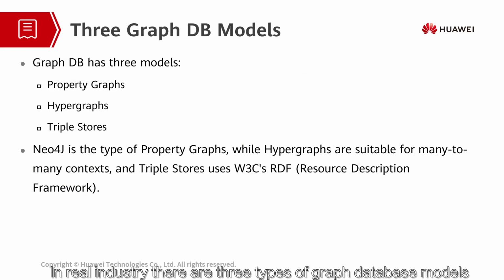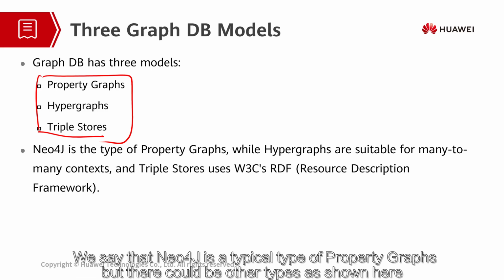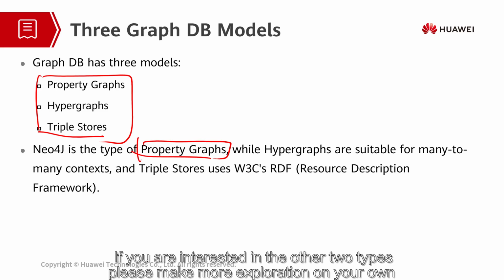In real industry, there are three types of graph databases models. They are property graphs, hypergraphs, and triple stores. We say that Neo4J is a typical type of property graphs, but there could be other types as shown here. If you are interested in the other two types, please make more exploration on your own.